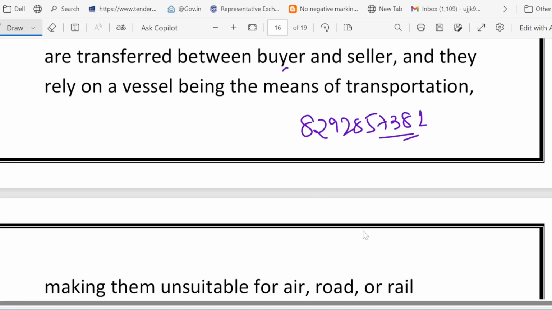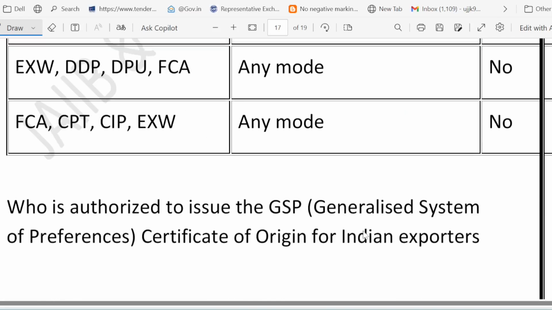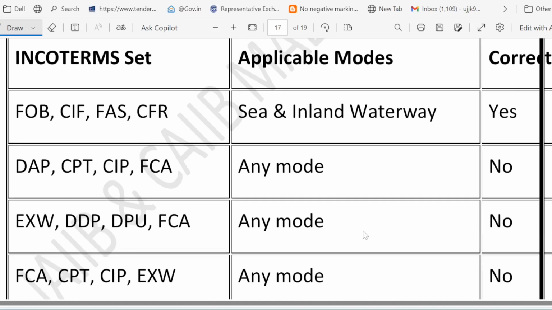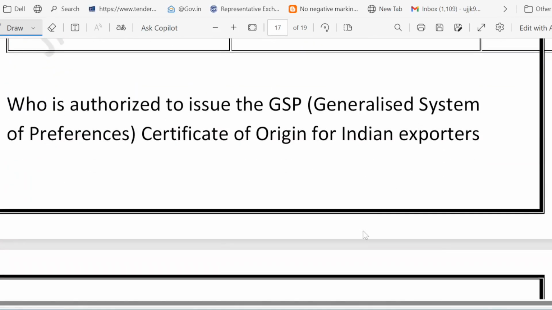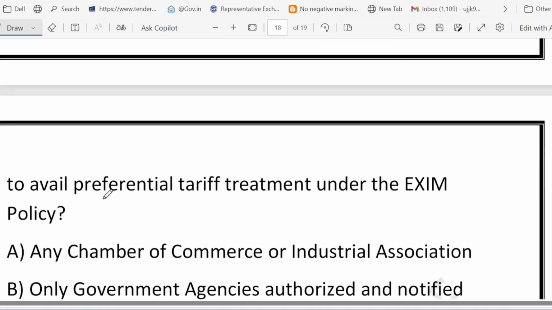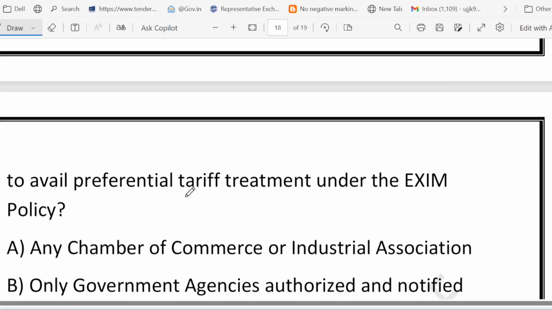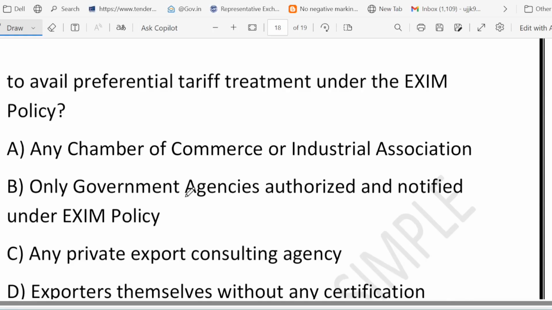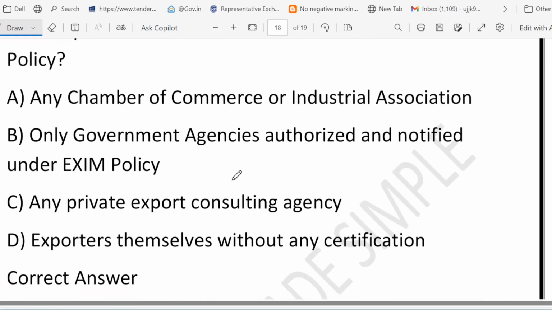Now, let's see the last question of today's session. Here's the summary of this particular question in the form of a table. Who is authorized to issue the GSP, Generalized System of Preferences, Certificate of Origin for an Indian exporter to avail preferential tariff treatment under the EXIM policy? Option A, any chamber of commerce or industrial organization. Option B, only government agency authorized and notified under EXIM policy. Option C, any private export consulting agency. Option D, exporter themselves without any certification.